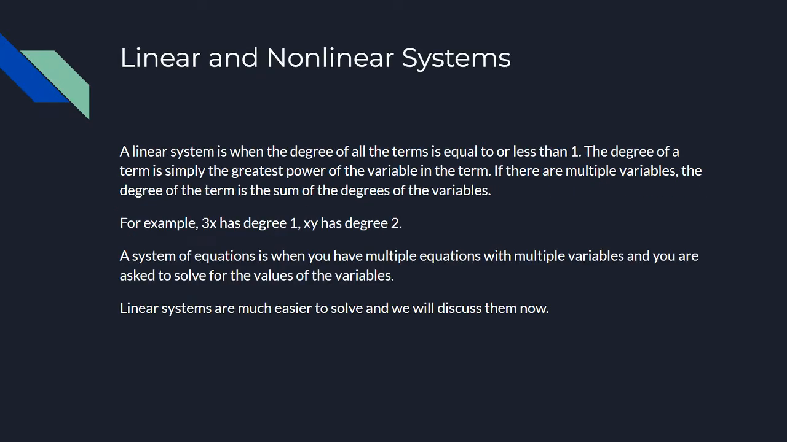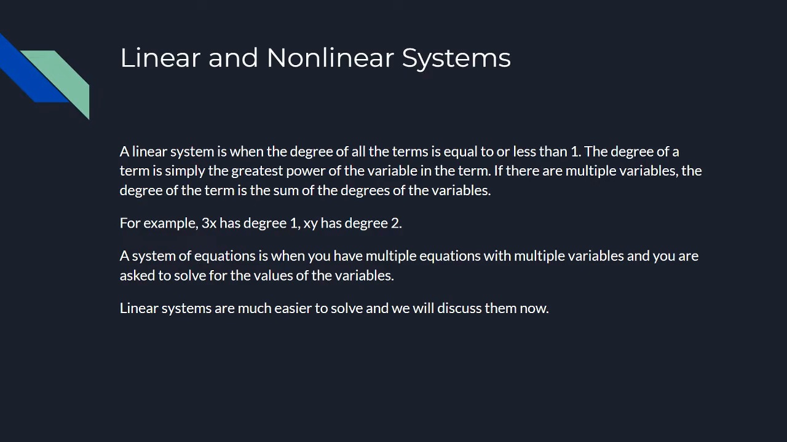So just a little bit of background on systems. A linear system is when the degree of all the terms is equal to or less than 1. You may not have heard the term degree before, but essentially it's the greatest power of the variable in the term. If there are multiple variables, the degree of the term is the sum of the degrees of the variables. So for example, 3x has degree 1 because the greatest power of a variable is 1, and xy has degree 2 because there are 2 variables and each of them has degree 1.